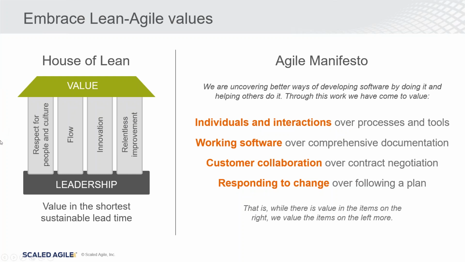The house of lean is built upon a foundation, the leadership of the organization. It has various pillars within the house: respect for people and culture, flow, innovation, relentless improvement. And then ultimately, the roof of the house is providing value. So this house of lean is a very good visual.